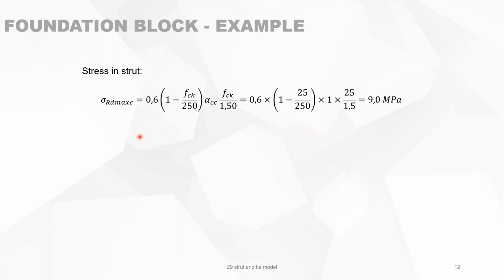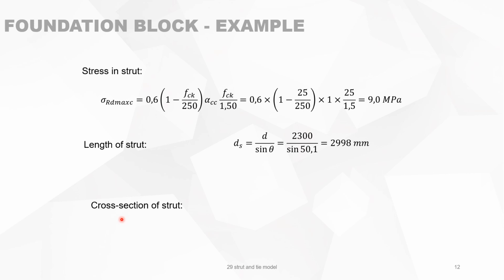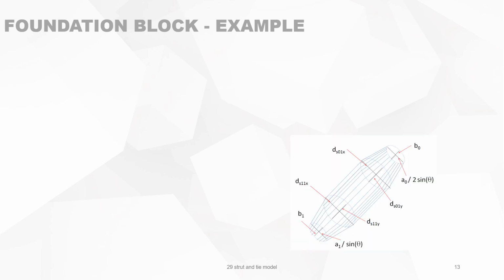For the stress in the strut, the maximum allowable stress is with k1 equals 0.6. It gives you 9 megapascal. The length of the strut is the effective depth of the block divided by the sine of theta and gives you 3 meters. And the cross section of the strut, well, this is a little bit more complicated.